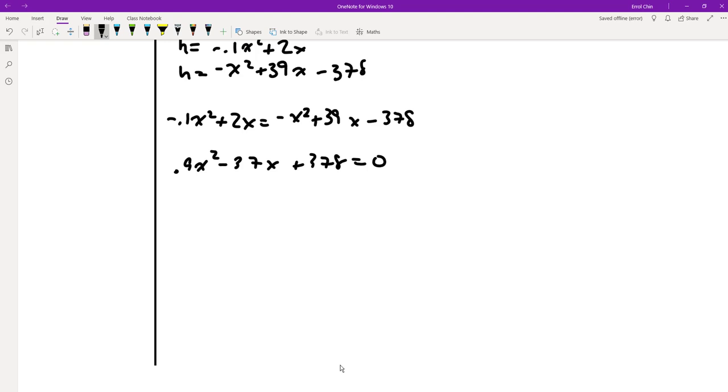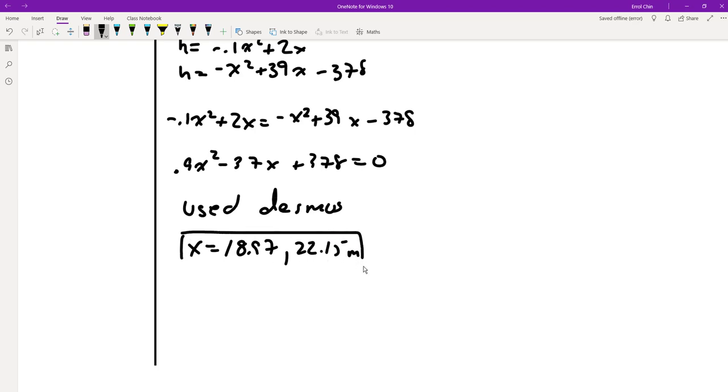So I use Desmos, and then I've got x is equal to 18.97 and 22.15. Now x values represent, of course, the distance away from the home plate, so these are going to be in meters. So I'm going to put a box around that.